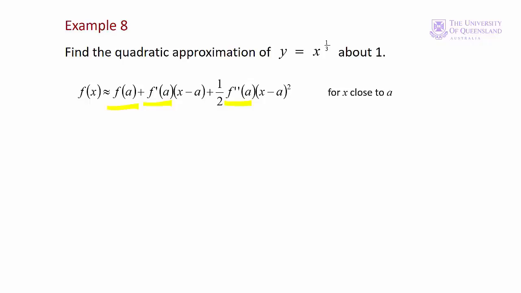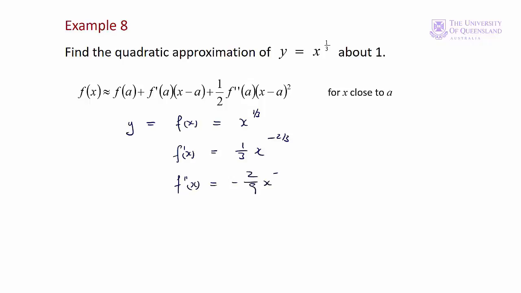y equals f of x is equal to the cube root of x, or x to the 1/3. f prime of x, of course, will be 1/3 x to the minus 2/3. The second derivative, f prime prime of x, will equal minus 2/9 times x to the minus 5/3.